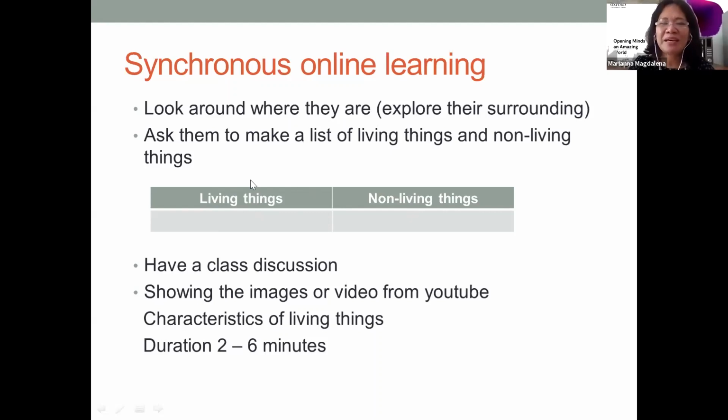They have to write it down. I suggest, if possible, let them make the table in their book. Not just typing and typing, because they have to do some physical activities also. I mean manual, not always digital. Then you can have a class discussion using Jamboard, a chatboard, or another tool. Then you're done with these two items, living things and non-living things.